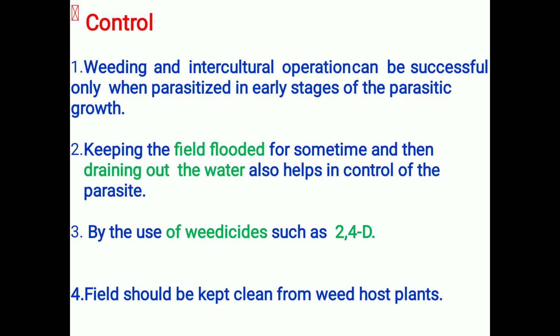Then regarding control measures, we control mostly, as we know that Striga is a weed. So for complete removal we use weedicide such as 2,4-D, or the field should be kept clean from the weed host plant. The next one, weeding and intercultural operations are successful only when done in the early stages of the parasitic growth, because before the infection to the host plant we need to remove completely the Striga plant, or we remove the Striga plant before flowering and fruiting.